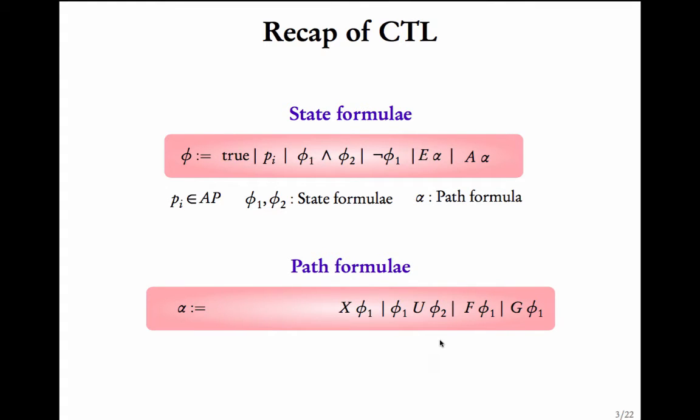And to reason about paths, we have used these temporal operators. This says that in the path, the next state satisfies phi1. This formula is evaluated on a path, whereas this one is evaluated on a state. So phi1 until phi2 being true on a path means that phi1 is true till a point where you see phi2. And of course you know what F phi1 is: at some point of time, phi1 is true on the path. G phi1 says that every state in this path satisfies phi1. Okay, so this was a quick recap of CTL.